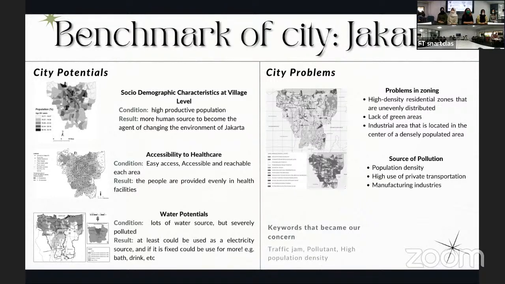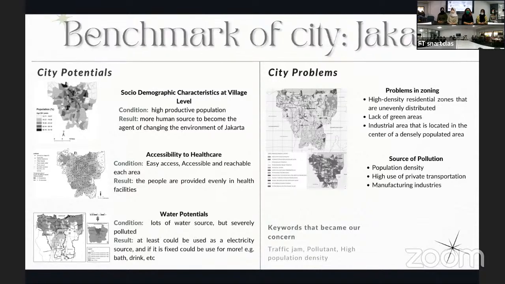This nickname of Jakarta has already become a famous statement. Who doesn't know that Jakarta is the city of pollution? But why does this happen? Yes, it's the same reason. Population density, with people using their own private transportation for going somewhere. Also, one of the biggest is the manufacturing industry. From all of it, we chose some keywords that became our concern: traffic jam, pollutant, and high population density. Next.